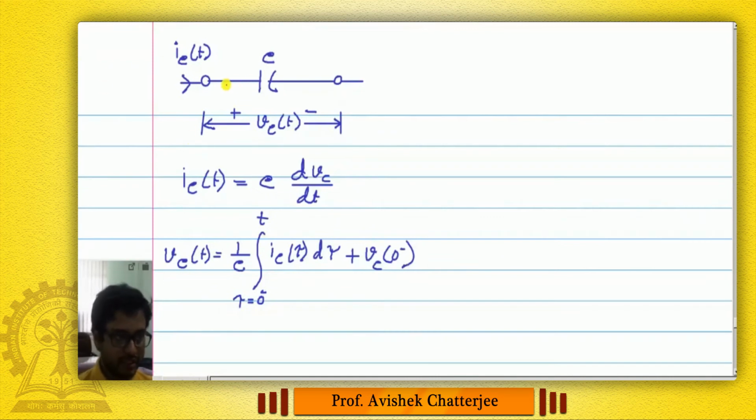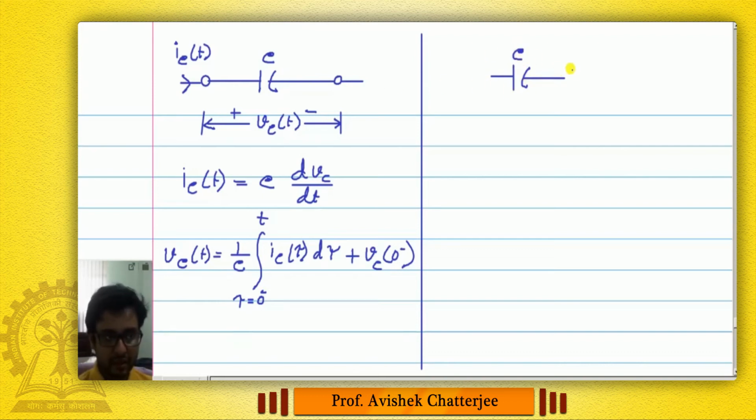Okay, so this is our capacitor. Now consider another circuit, another capacitor like this with same value as this C, but now we have a voltage source in series, plus minus, whose value is same as the initial voltage of this capacitor. So this is VC(0-), and these are the two terminals.